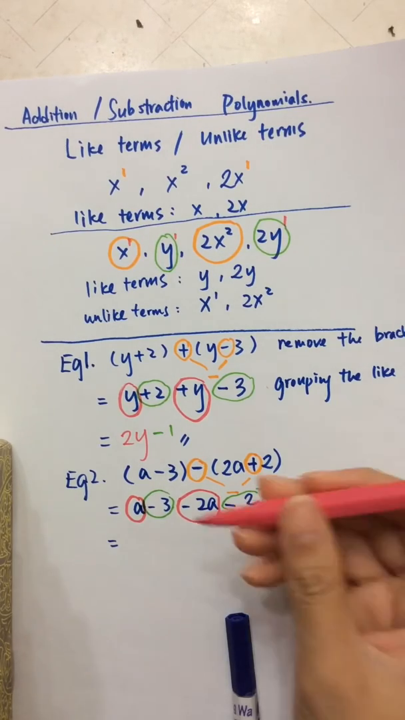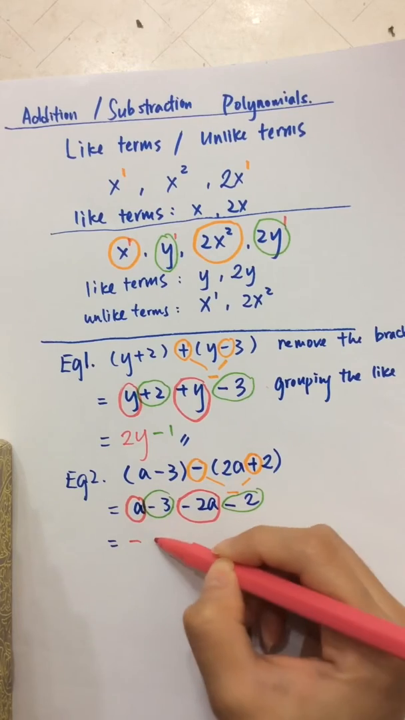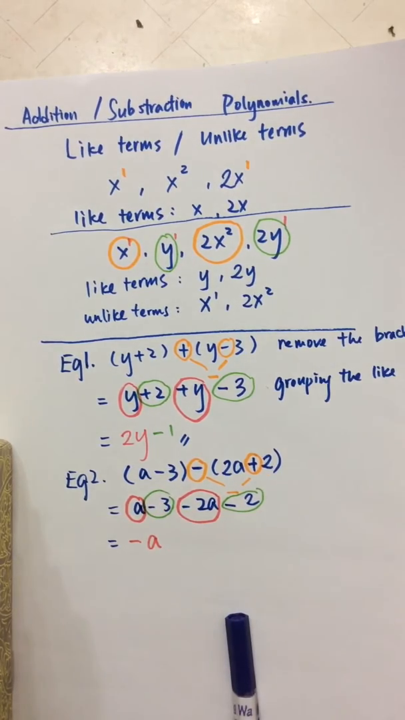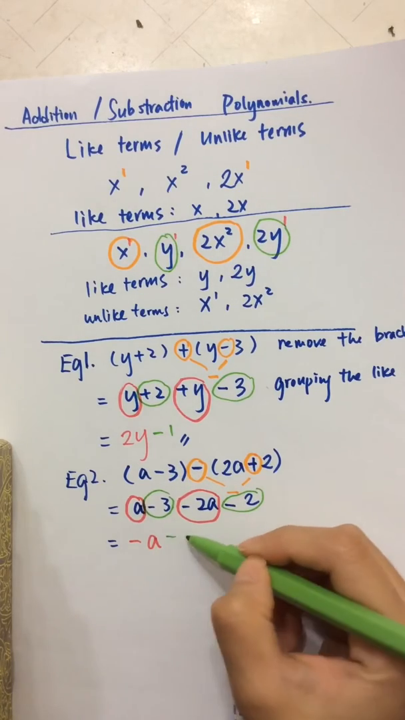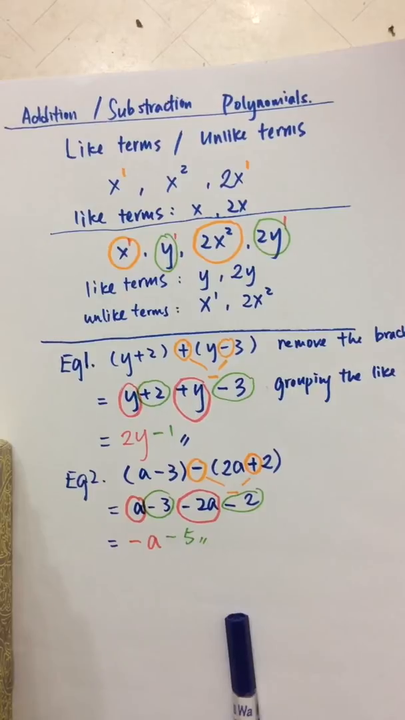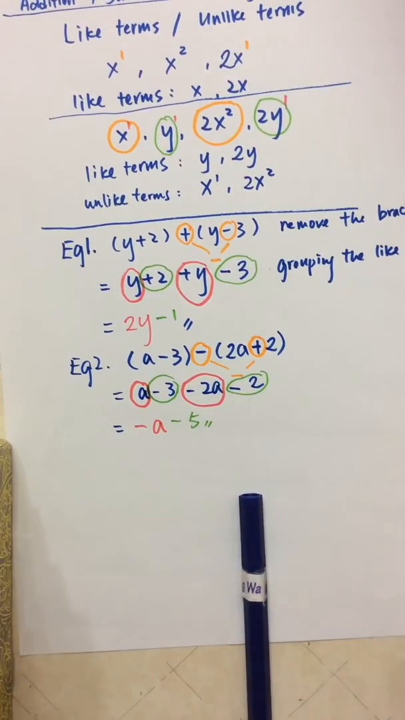So finally, you need to calculate this. A minus 2a should be negative a. Minus 3 and then minus 2 should be negative 5. So finally, you know how to do this kind of calculation. And then we go further, next level.